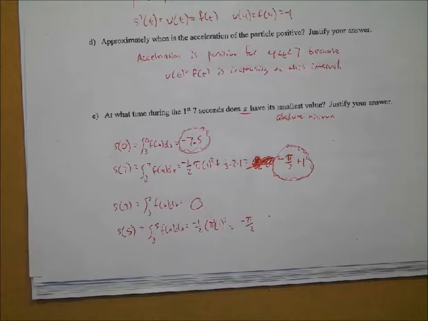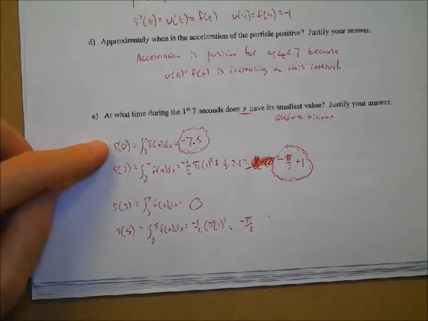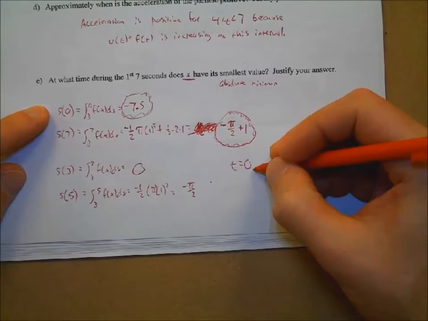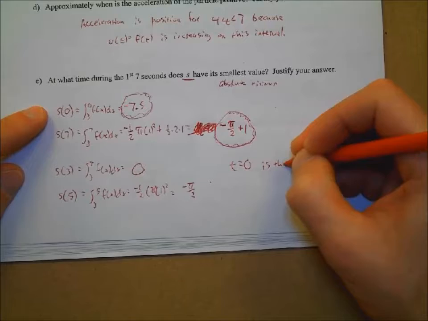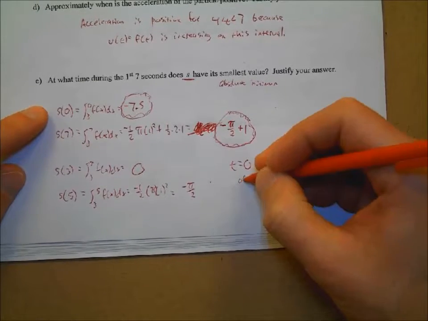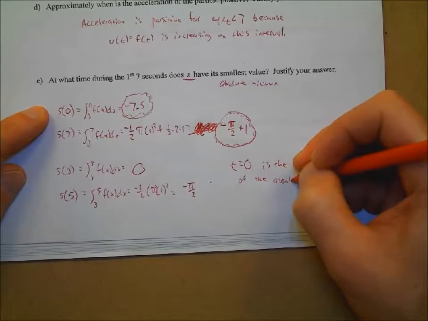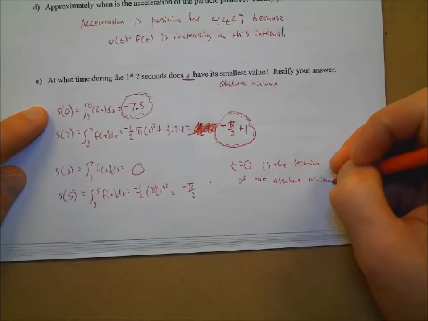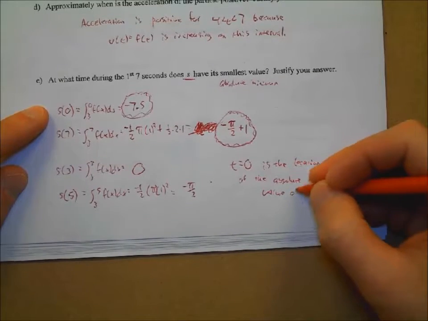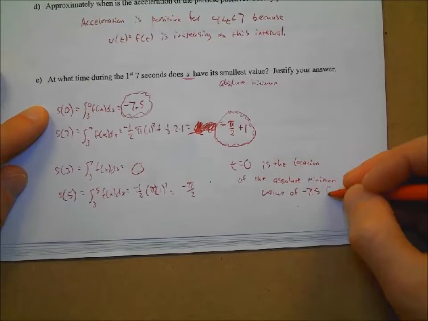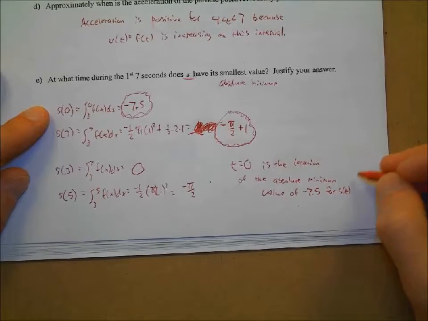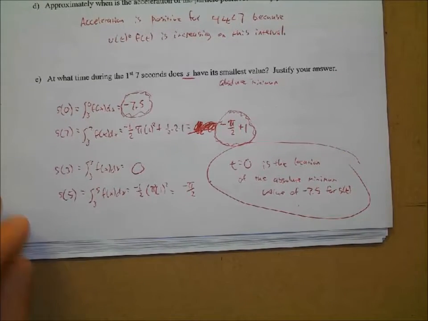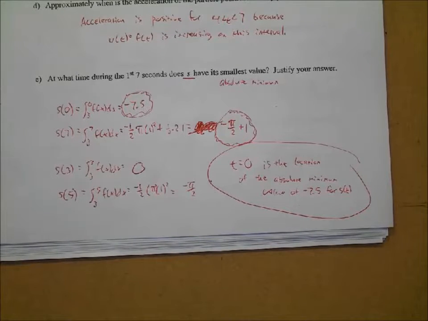Okay. So at what time during those 7 seconds does S have its smallest value then? 0, right? At 0. 7.5 is the location of the absolute minimum value. I'm going to give the minimum value of negative 7.5 for S of t. Okay.